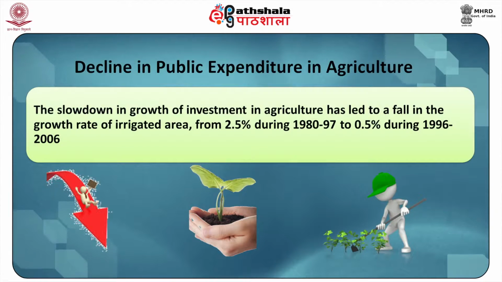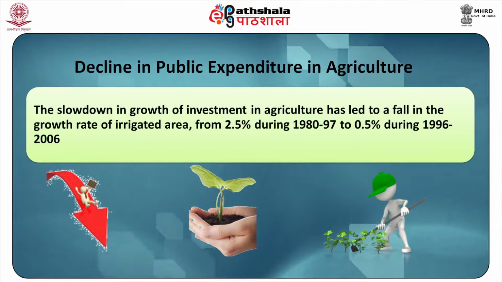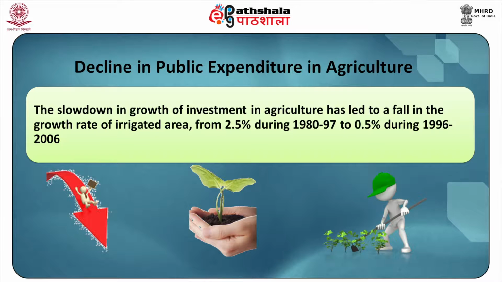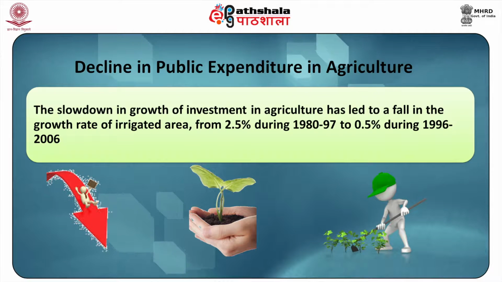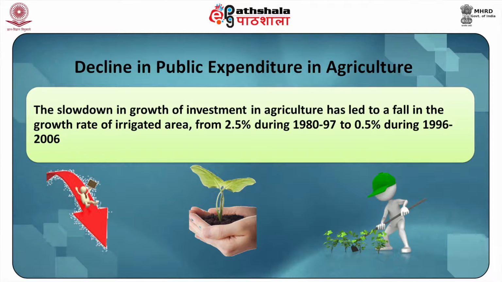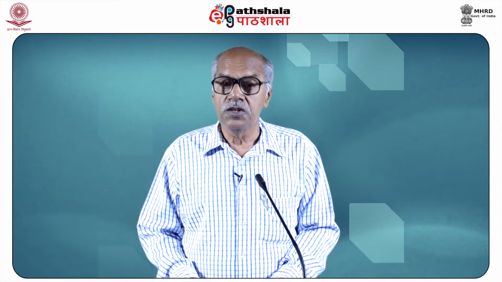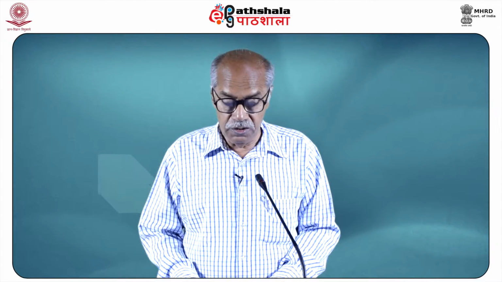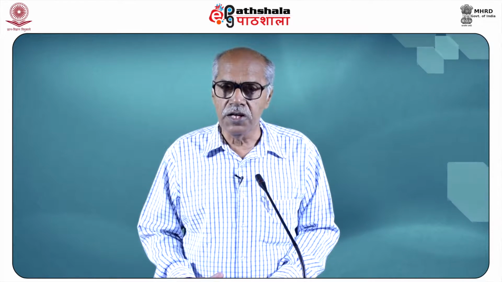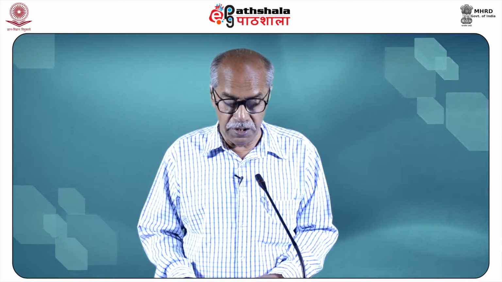This can be confirmed from Table 4. The table shows that the slowdown of growth in investment in agriculture has led to a fall in the growth rate of irrigated area from 2.5% during 1980-97 to 0.5% during 2006. Secondly, there is a decline in gross capital formation in agriculture.